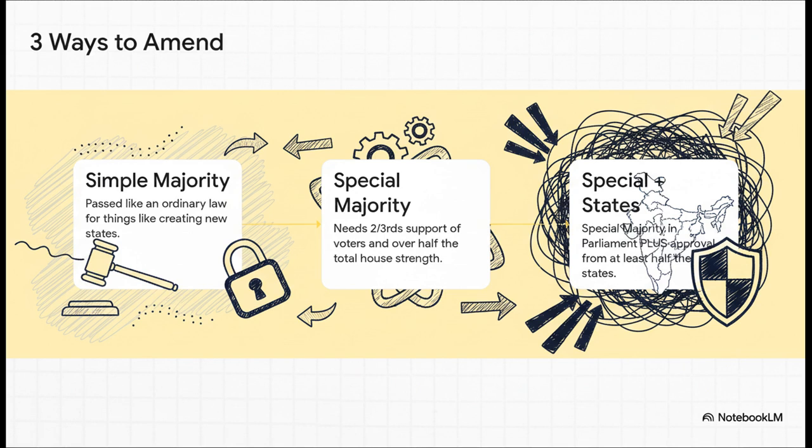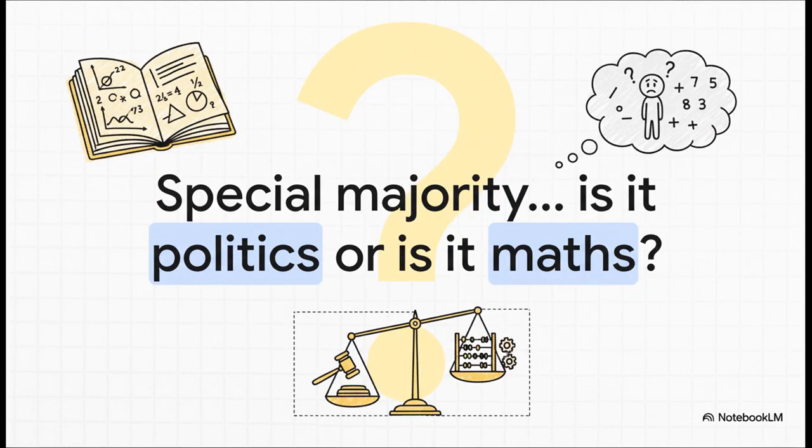This needs that same special majority in Parliament, plus you have to get approval from at least half of all the state governments in India. This is for the really big stuff that affects everyone. Now, I can almost hear what you're thinking. Wait a minute, 2/3 this, half of that? Is this politics or a maths class? It feels super complicated, right?